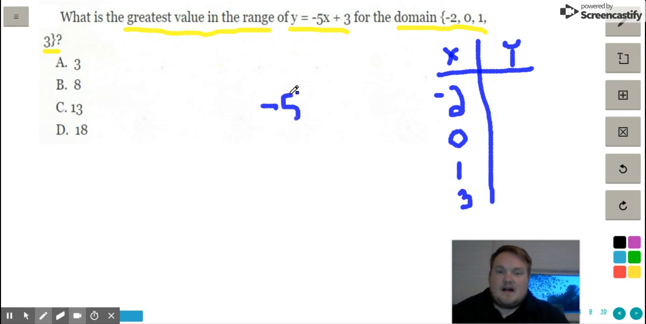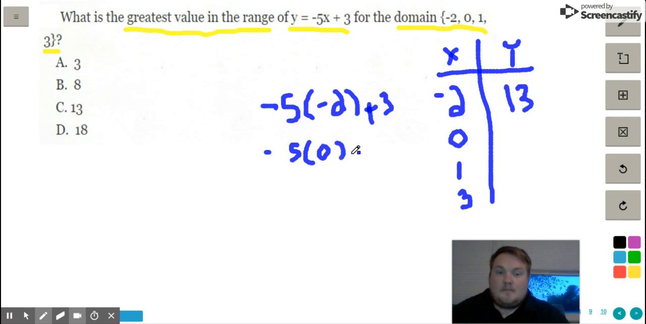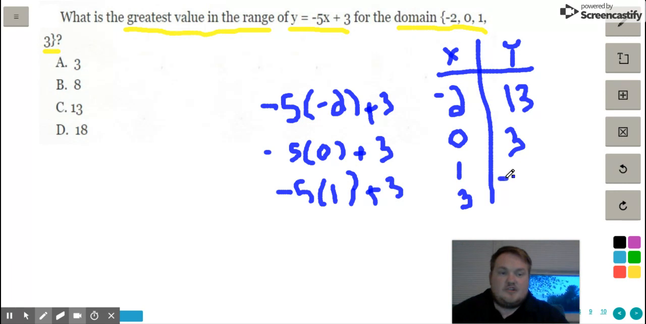So negative 5 times negative 2 is 10, plus 3 is 13. I'm going to put the 0 in for x. Negative 5 times 0 plus 3 is 3. Negative 5, I'm going to put the 1 in for the x, that's our domain. Negative 5 times 1 is negative 5. Plus 3 is negative 2.